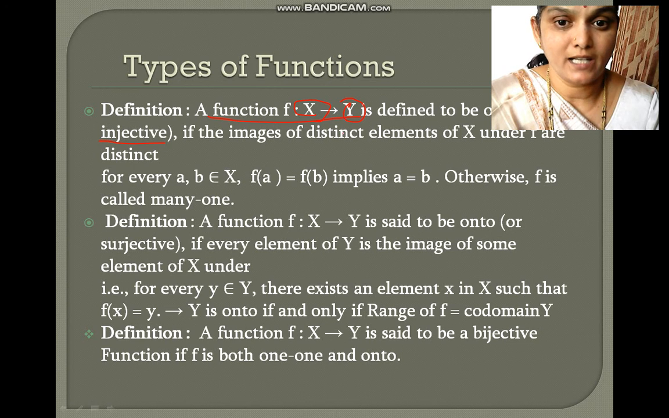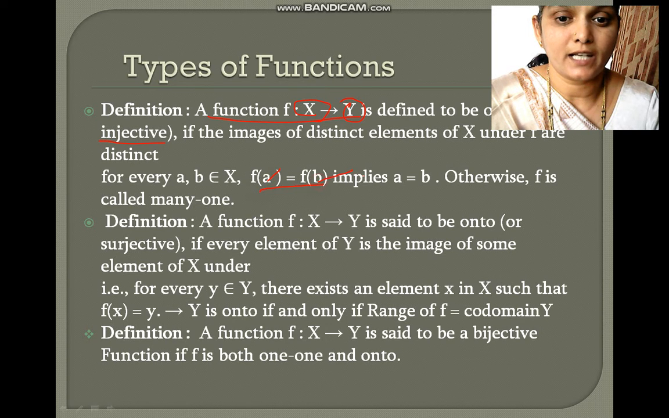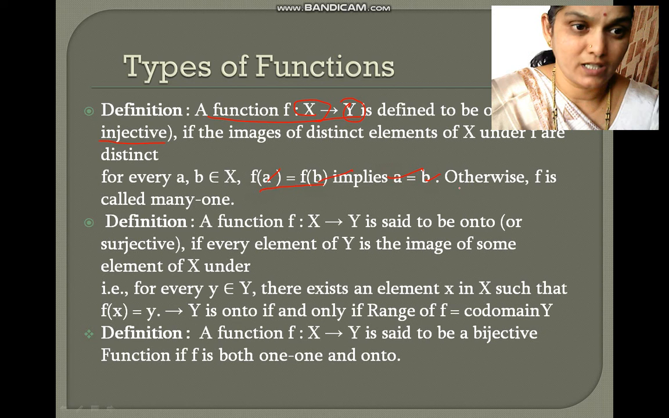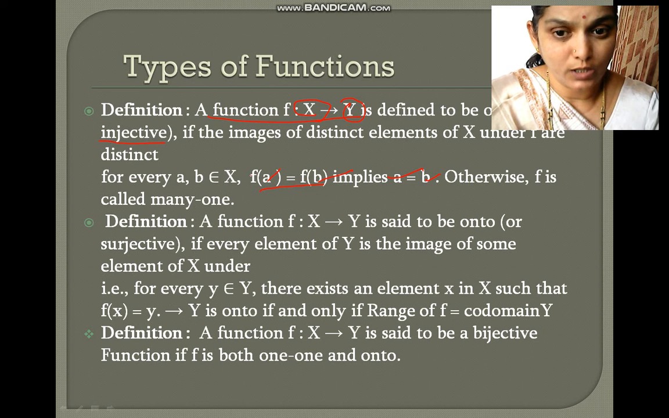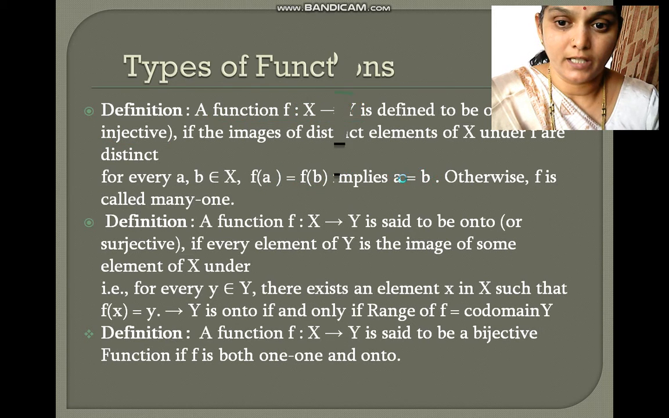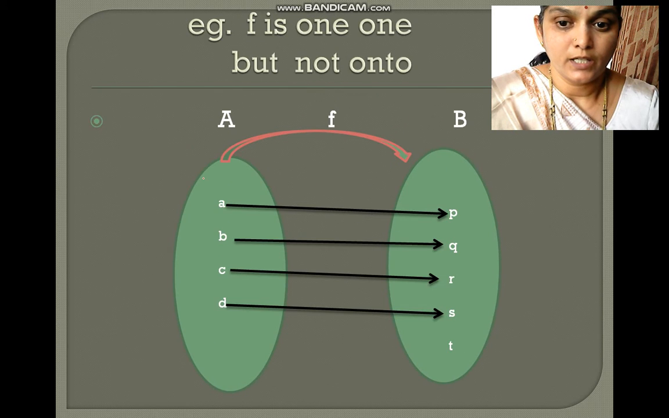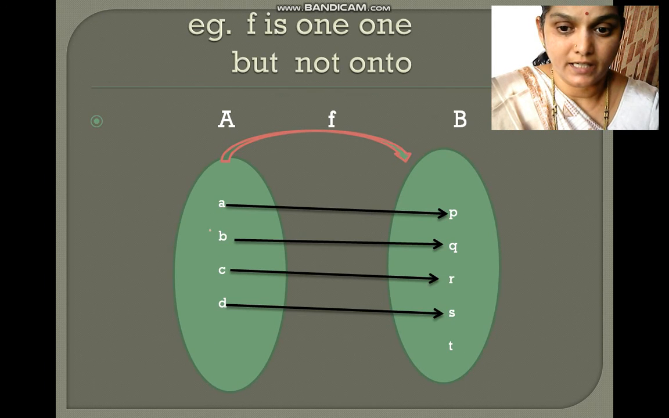Mathematically, how I can write it is, if two images are equal, f of A is equal to f of B, then those two elements are equal only, A is equal to B. Distinct elements have distinct images. In case I say two images are equal, then those two elements are not different. They are one and the same. It will be clear from this. You see, A contains elements A, B, C, D. The set B contains P, Q, R, S.